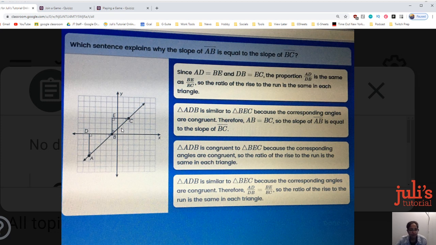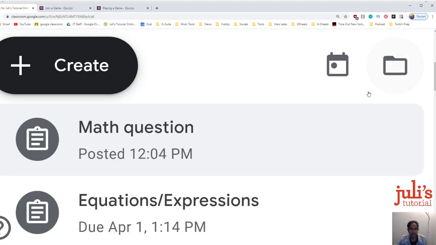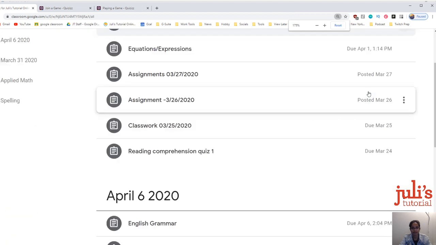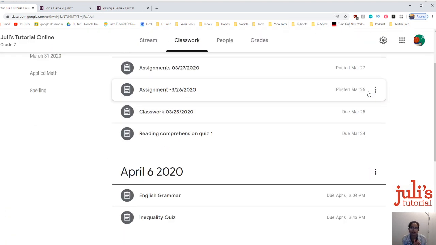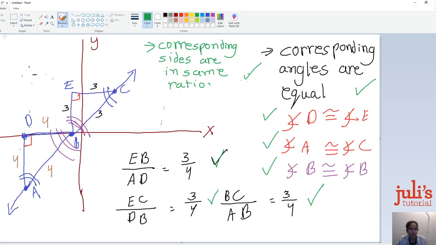All right? So that is the answer. And with that, we are done with that question. Now I'm going to give you guys a few triangles to prove to me why they're similar.